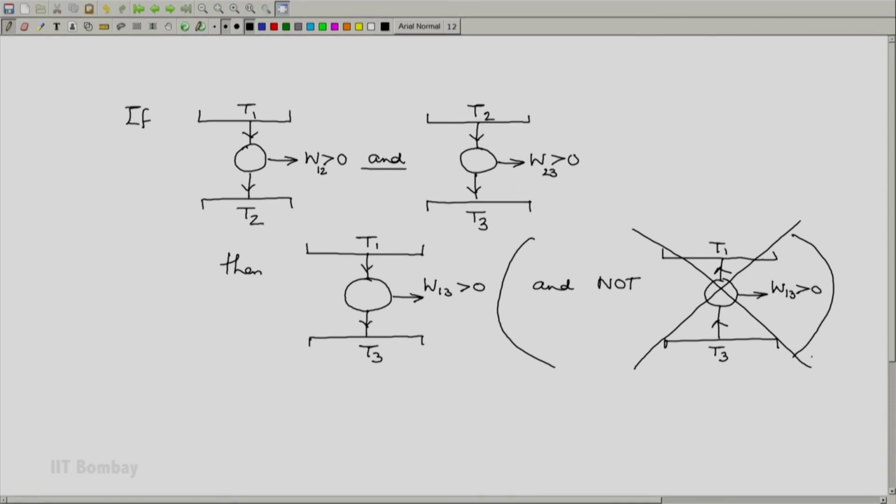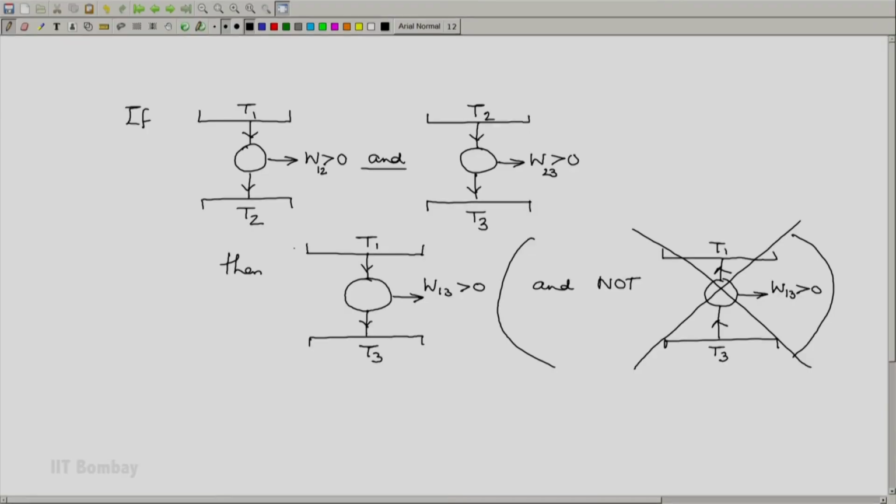And that means now we know that if we say using this that T1 is higher than T2 and T2 is higher than T3, then T1 must be higher than T3. Thank you.